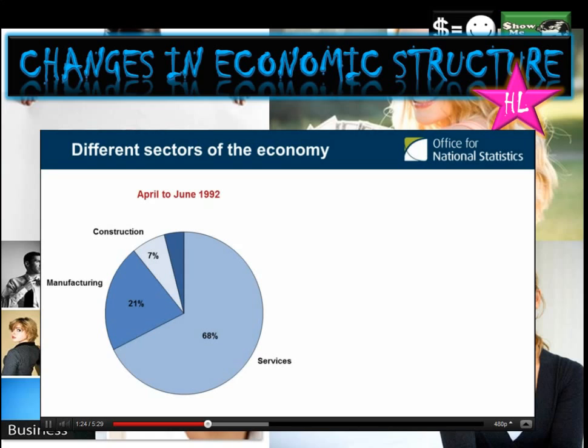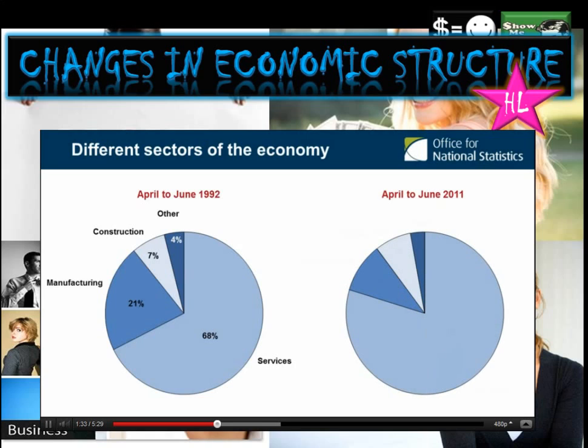Now looking at April to June 2011, and again bringing up a pie chart, and now putting on the percentages, what we see is that overall the service sector has a larger share of employment in 2011 compared to 1992, and whilst this has gone up, the share of employment in manufacturing has gone down.